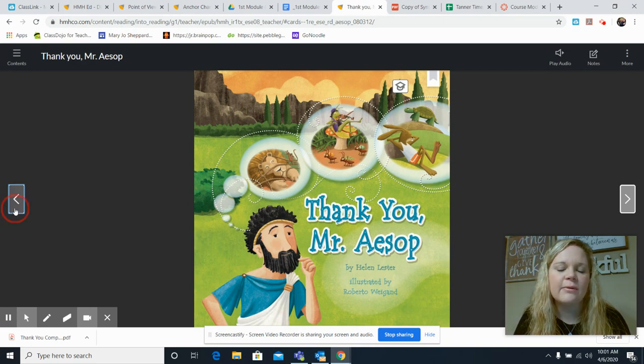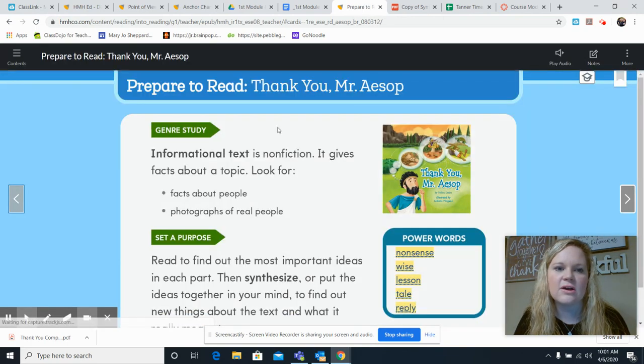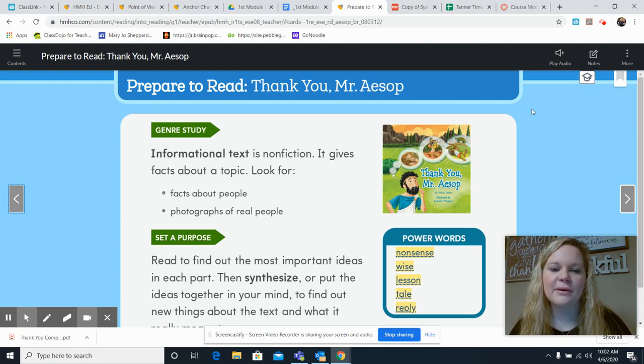And the story that we will be looking at today is called Thank You, Mr. Aesop. And I don't know if you've ever heard of Aesop before, but you're going to be learning a little bit about this. And I know that you probably have heard some things about Mr. Aesop, but you haven't really put it together that it goes with him.